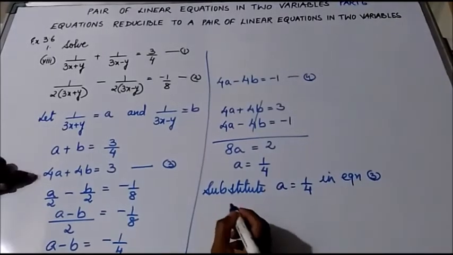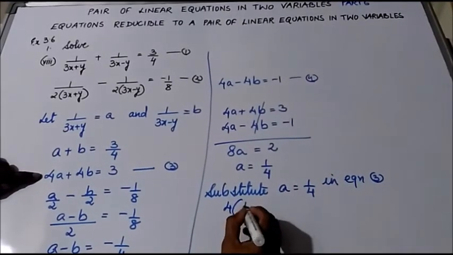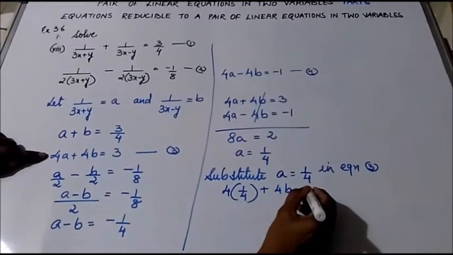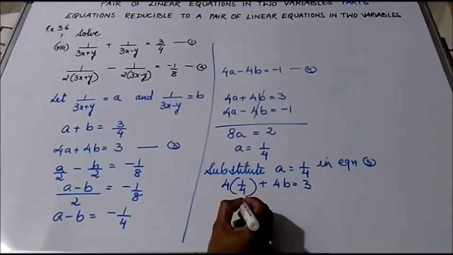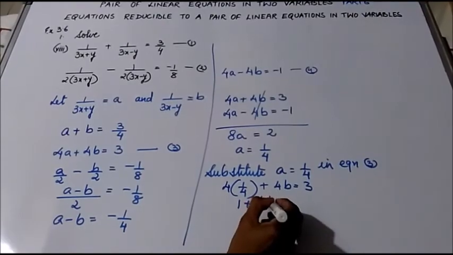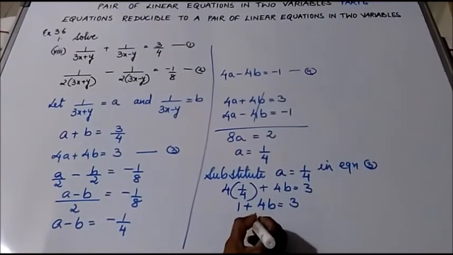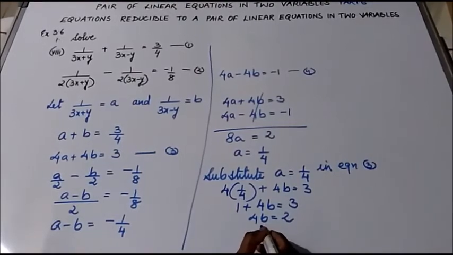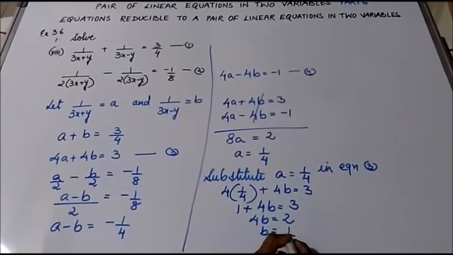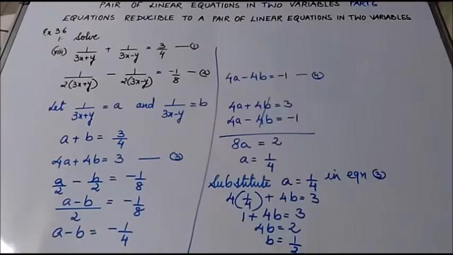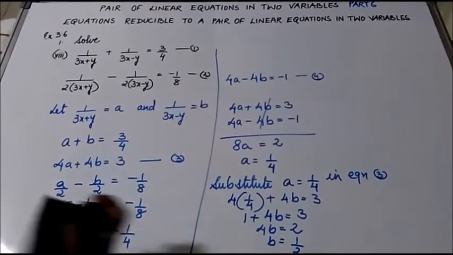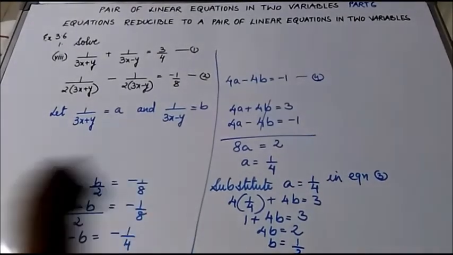What's equation 3? That is 4a, that is 4 into 1 by 4 plus 4b is equal to 3. 4 and 4 gets cancelled. 1 plus 4b is equal to 3. 4b is equal to 2. 2 divided by 4 will be 1 by 2. Therefore, b is equal to 1 by 2. Now, what did we get? We got a is equal to 1 by 4 and b is equal to 1 by 2. Now, let's find x and y.